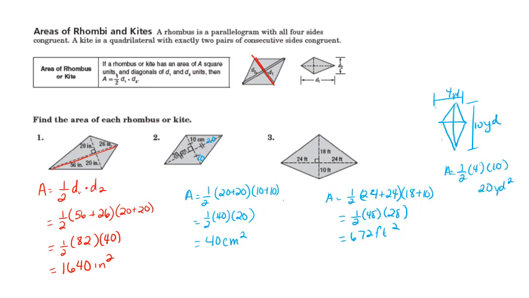So now you're going to do 1 through 3, 1 through 6, and then your writing prompt.